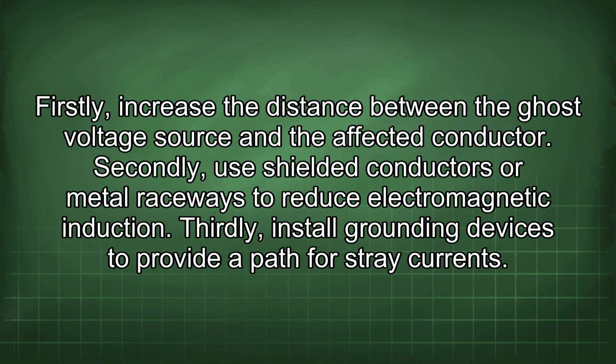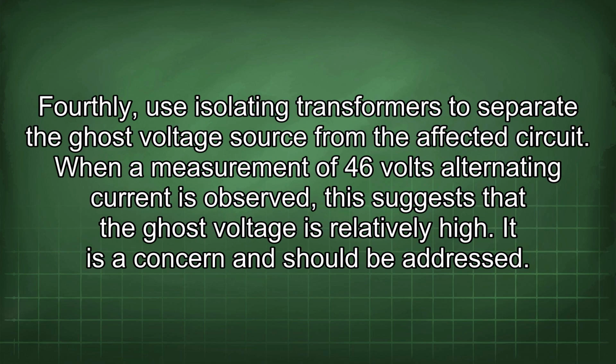Firstly, increase the distance between the ghost voltage source and the affected conductor. Secondly, use shielded conductors or metal raceways to reduce electromagnetic induction. Thirdly, install grounding devices to provide a path for stray currents. Fourthly, use isolating transformers to separate the ghost voltage source from the affected circuit.